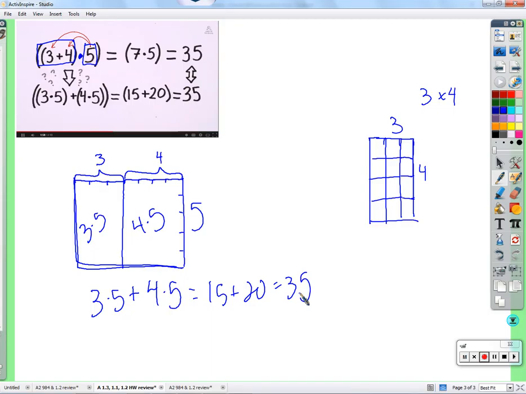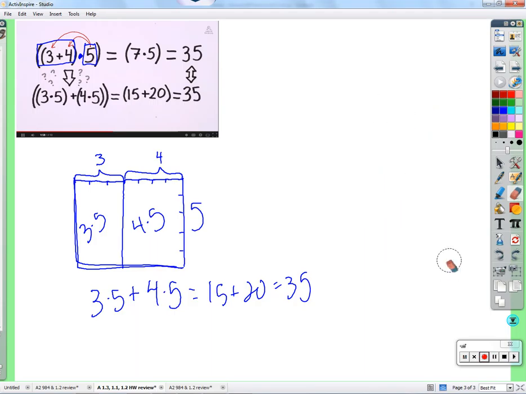And what's the area of this rectangle? 15. This is still 5. This is still 3. This area is still 3 times 5. Looking for the area of the rectangle, we know the area of this part of it, and we know the area of this part of it. How do we find the total area? Add them together. Here is the area of one part plus the area of the other part. It's equal to 15 plus 20, 35. So that's a visualization of how the distributive property works.